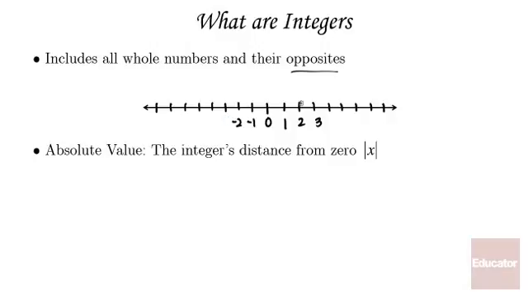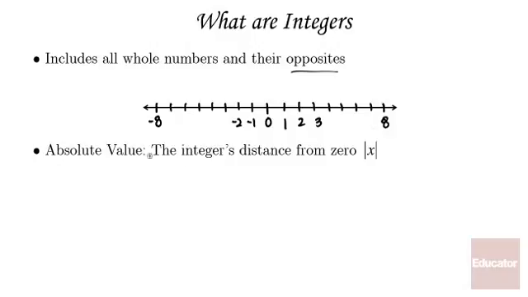This is 1, 2, 3, 4, 5, 6, 7, 8. This is negative 1, negative 2, negative 3, negative 4, negative 5, negative 6, negative 7, negative 8. So this is a number line that includes positive numbers and negative numbers. The opposite of 8 is going to be negative 8. All of these together are called integers.